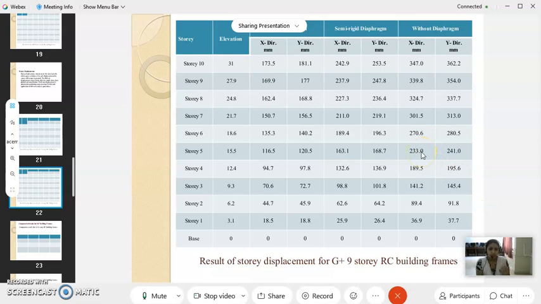Same as it is for the base, story 1 will have the lowest displacement, and as the number of stories of the building increases, the displacement will increase. It is concluded that the semi-rigid diaphragm and without diaphragm produce more displacement as compared to the rigid diaphragm.